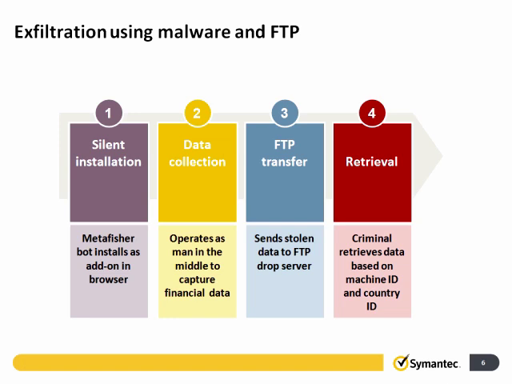Once collected and captured, the stolen data is sent via FTP to an FTP drop server selected based on the user's location. In the final retrieval stage to complete the exfiltration, the cybercriminal would access the data on the FTP drop server based on the country the data stream came from and a unique identifier of the infected user's machine.